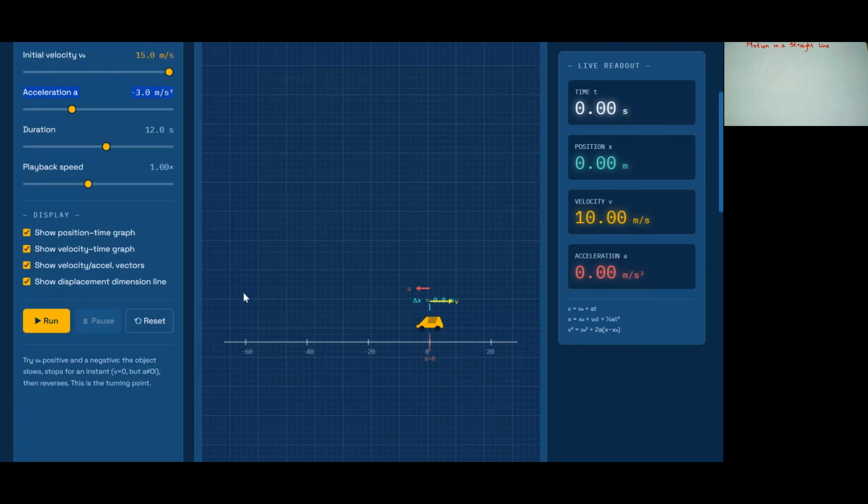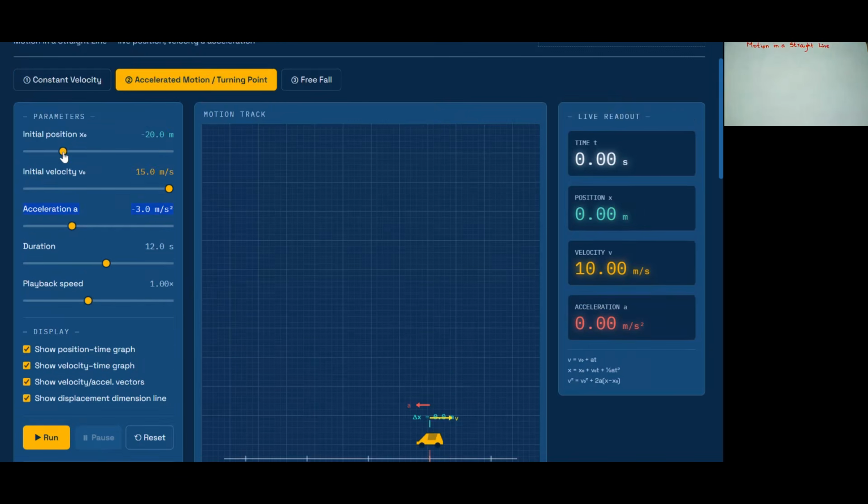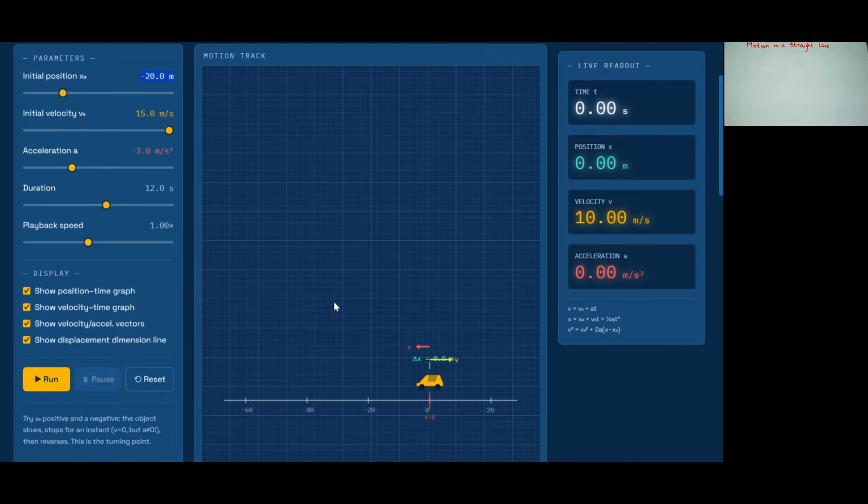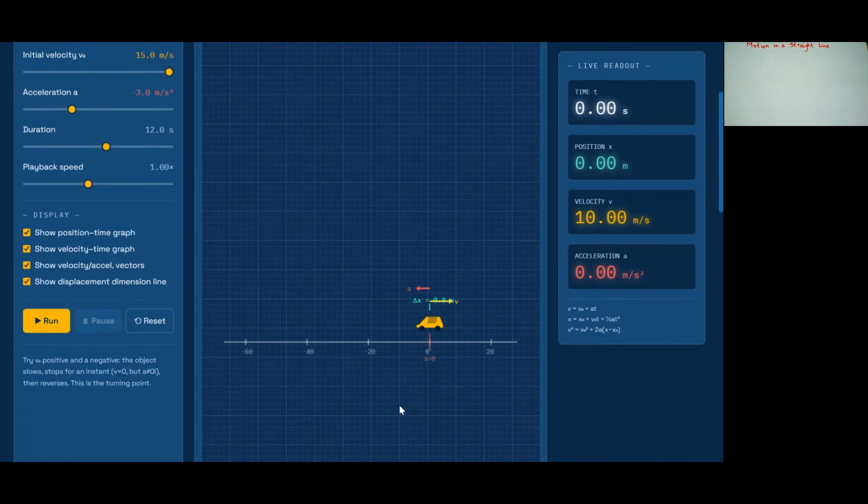Okay, so let's build an experiment that produces a dramatic result: a car that moves forward and decelerates, stops for an instant, and reverses. For that, first I have to choose the initial position as negative 20 meters. Initial position is negative 20 meters. The car starts 20 meters behind our origin. You can see that, behind our origin.